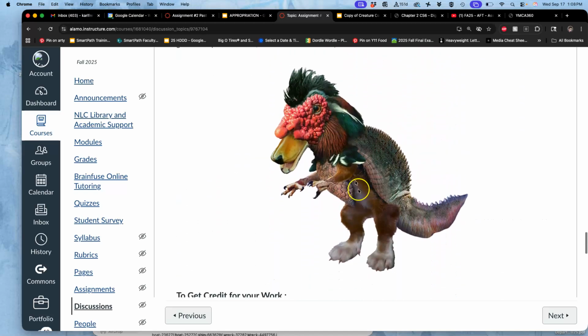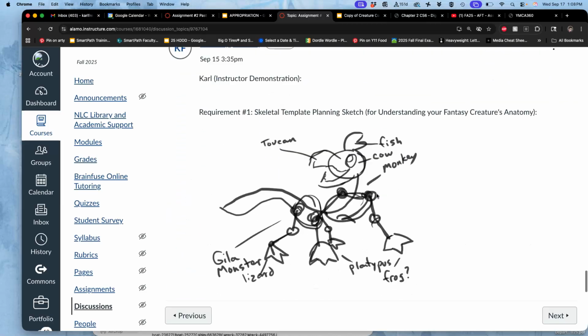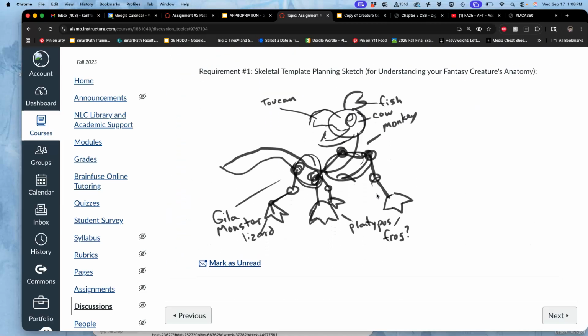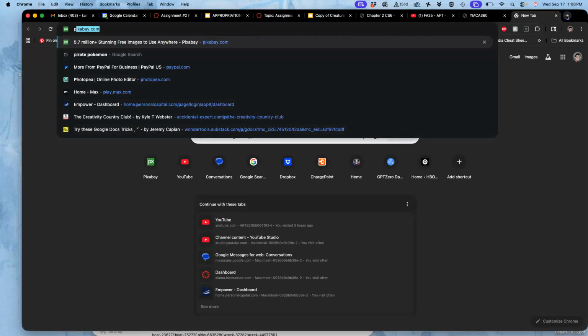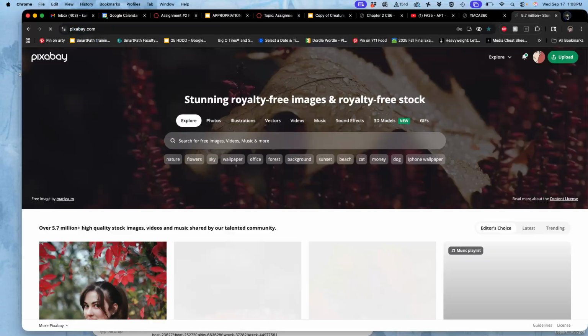And then you seam them together, and then you make them more believable. And so this was my sketch. Now, I have ideas about where I can find these things, and I'm going to use Pixabay for it, which you can find under links. You can also find it in the assignment, or you can just type in Pixabay.